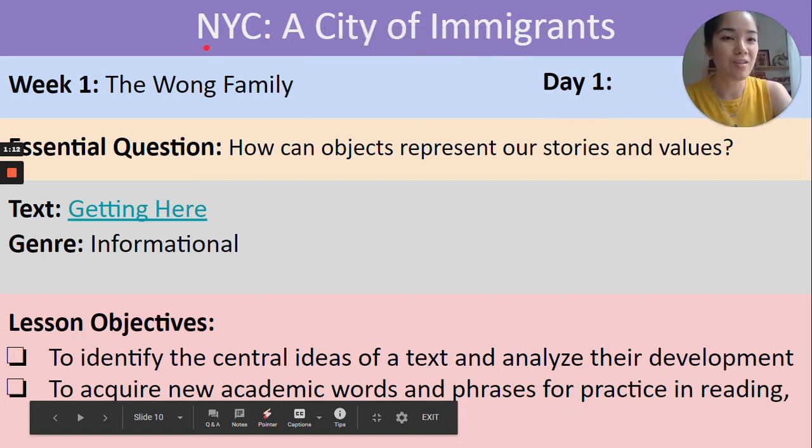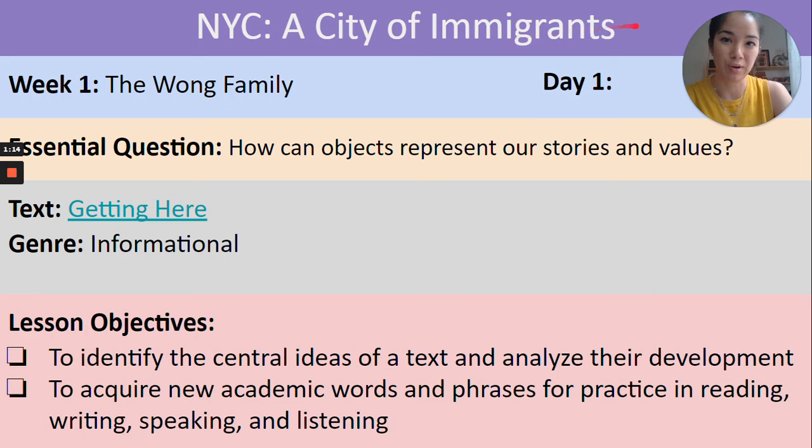Okay, our unit is New York City, a city of immigrants. People have been coming to New York for hundreds of years and for many different reasons. The reasons can be really similar or they can be very different. So what we're doing over the next few weeks is we're listening to these stories and learning about why people come to New York. Week 1 is all about the Wong family, so we're going to meet them today. And our essential question is, how can objects represent our stories and our values?